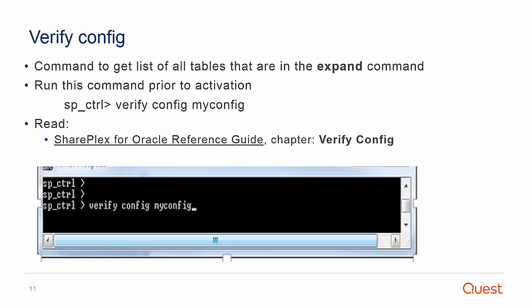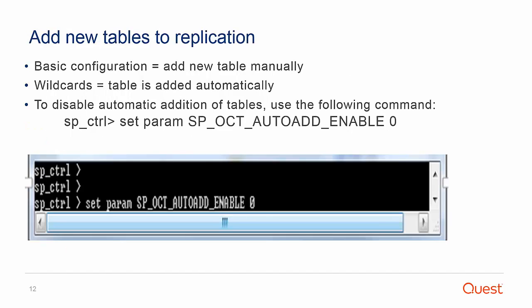If unsure if the wildcard will produce a specific list of tables you want to replicate, issue the verify config command in SP control. Verify config lists all the objects for the specified schema or problems encountered. For more information, see the SharePlex reference guide chapter on verify config. If using basic config, manually edit config to add each new table to replication. See video titled How to Add Remove a Table from Active Config.